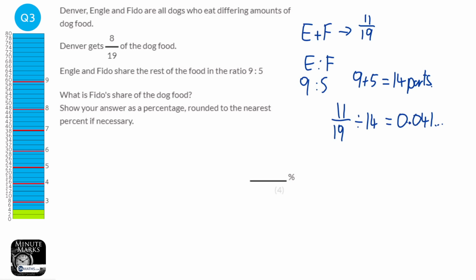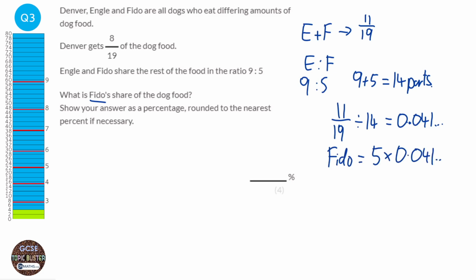And we're asked to find Fido's share. Well, Fido has 5 parts, each of them worth 0.041 and so on. I've kept it in my calculator to keep the accuracy, and when I do that I get 0.206 and so on. Now we're asked to work it out as a percent, so I'm just going to times that by 100.